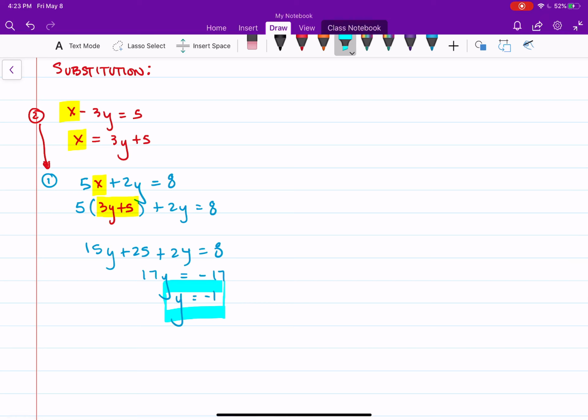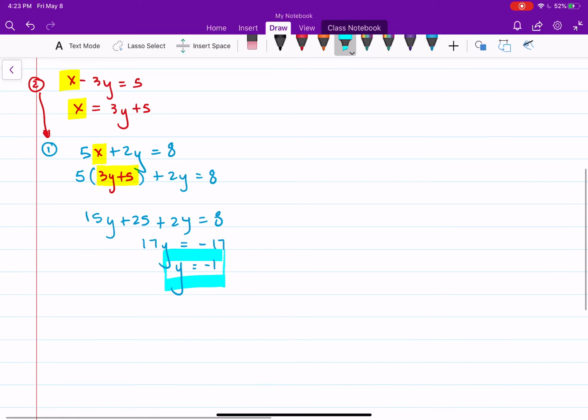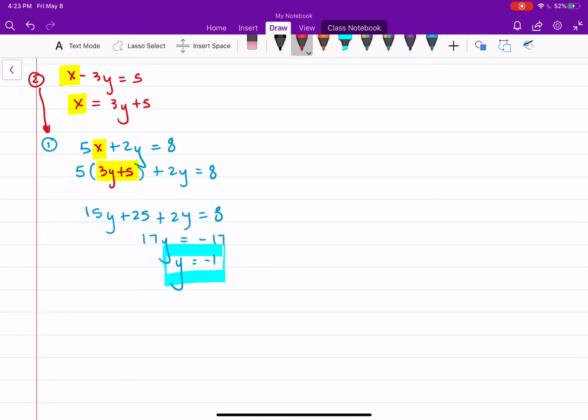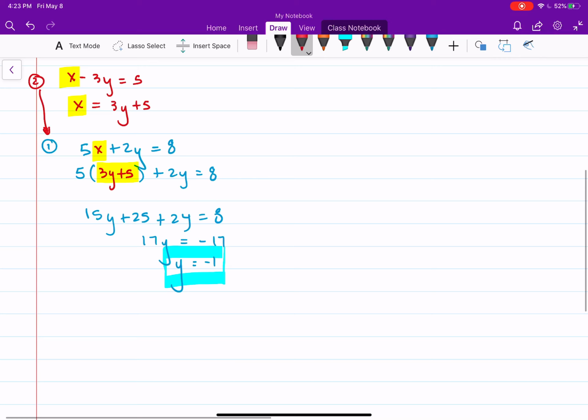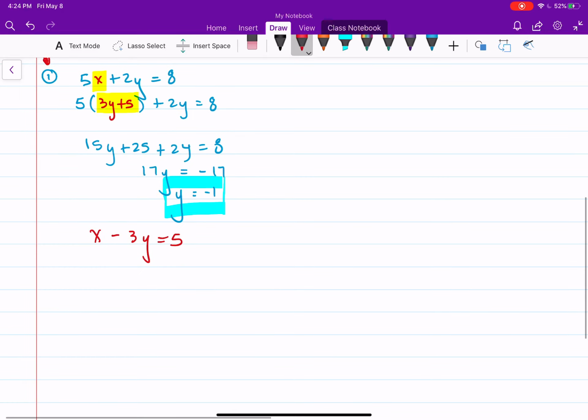So this is telling me that there is a point that is going to intersect and the y value is negative 1. So now I got to find the x value. What you should do is go back to the original, x minus 3y equals 5, and substitute that y in there. So x minus 3 times negative 1 is equal to 5. x plus 3 is going to equal 5. So x is equal to 2. So now I have an x and a y.